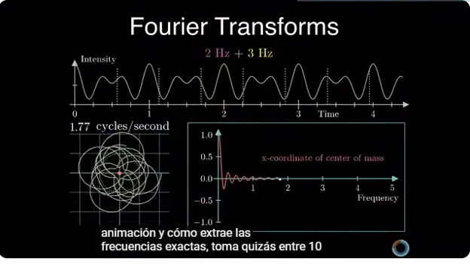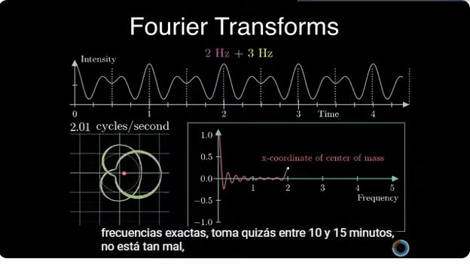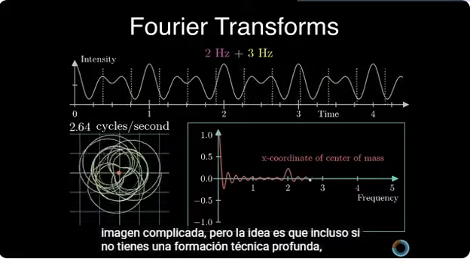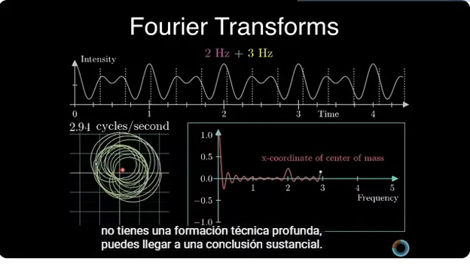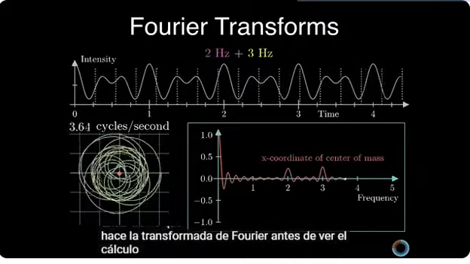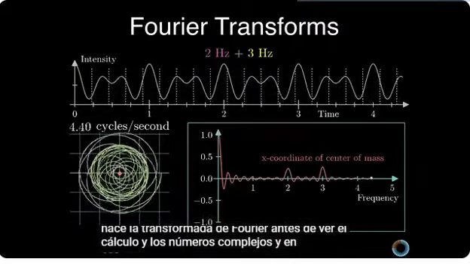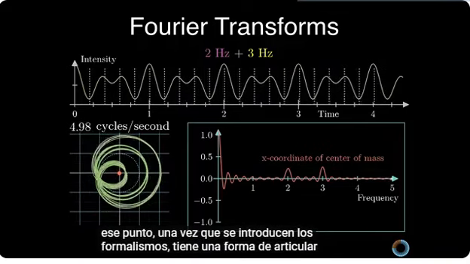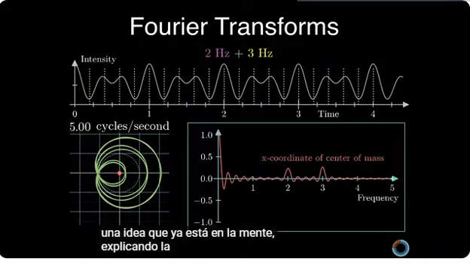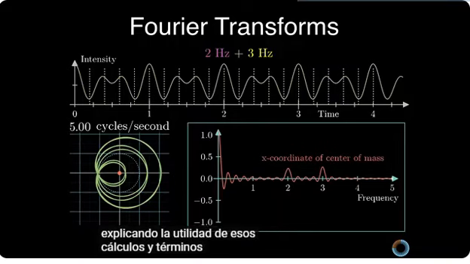It takes maybe 10, 15 minutes. It's not too bad, but it's a complicated image. But the idea is that even if you don't have a deep technical background, you can come to a substantive understanding of what the Fourier transform is doing before you see the calculus and the complex numbers. And at that point, once you bring in the formalisms, it has a way of articulating an idea that's already in your mind, explaining the usefulness of those calculus and complex number terms.